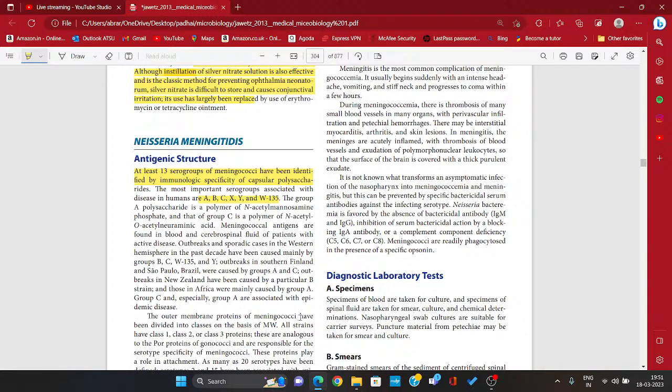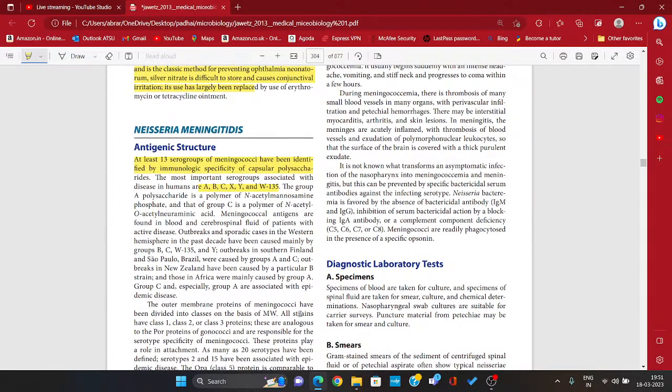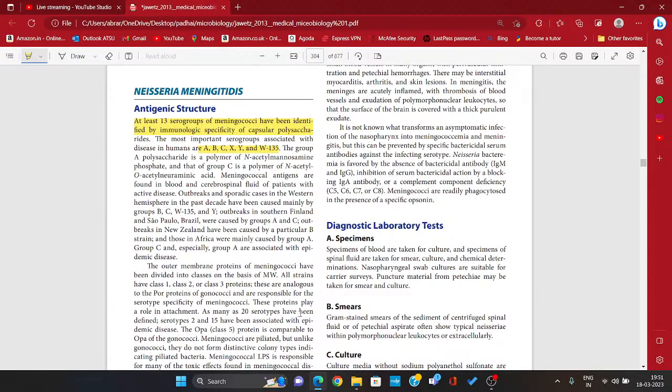The outer membrane proteins of meningococci have been divided into classes on the basis of molecular weight. This is important. All strains have class 1, class 2, and class 3 proteins. They are analogous to the core proteins of gonorrhea.